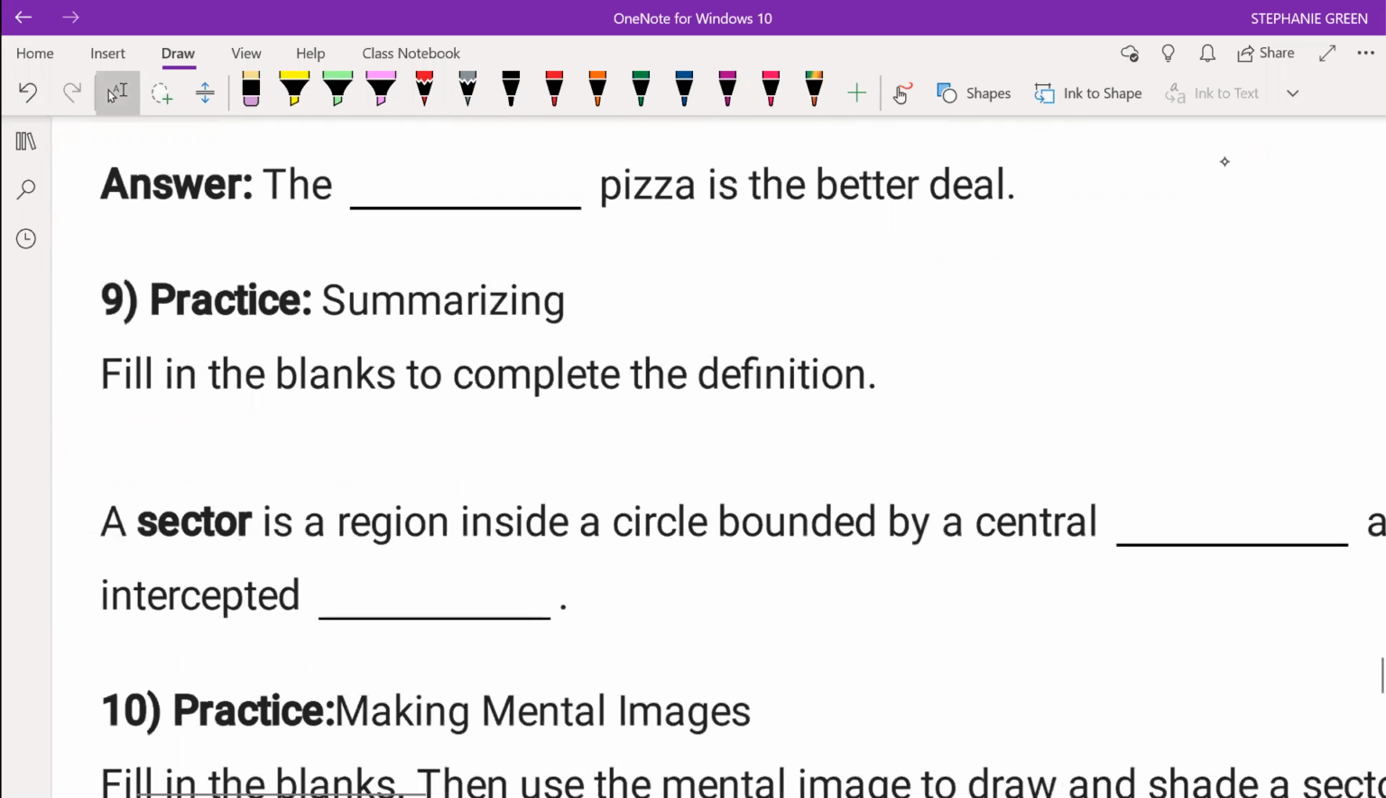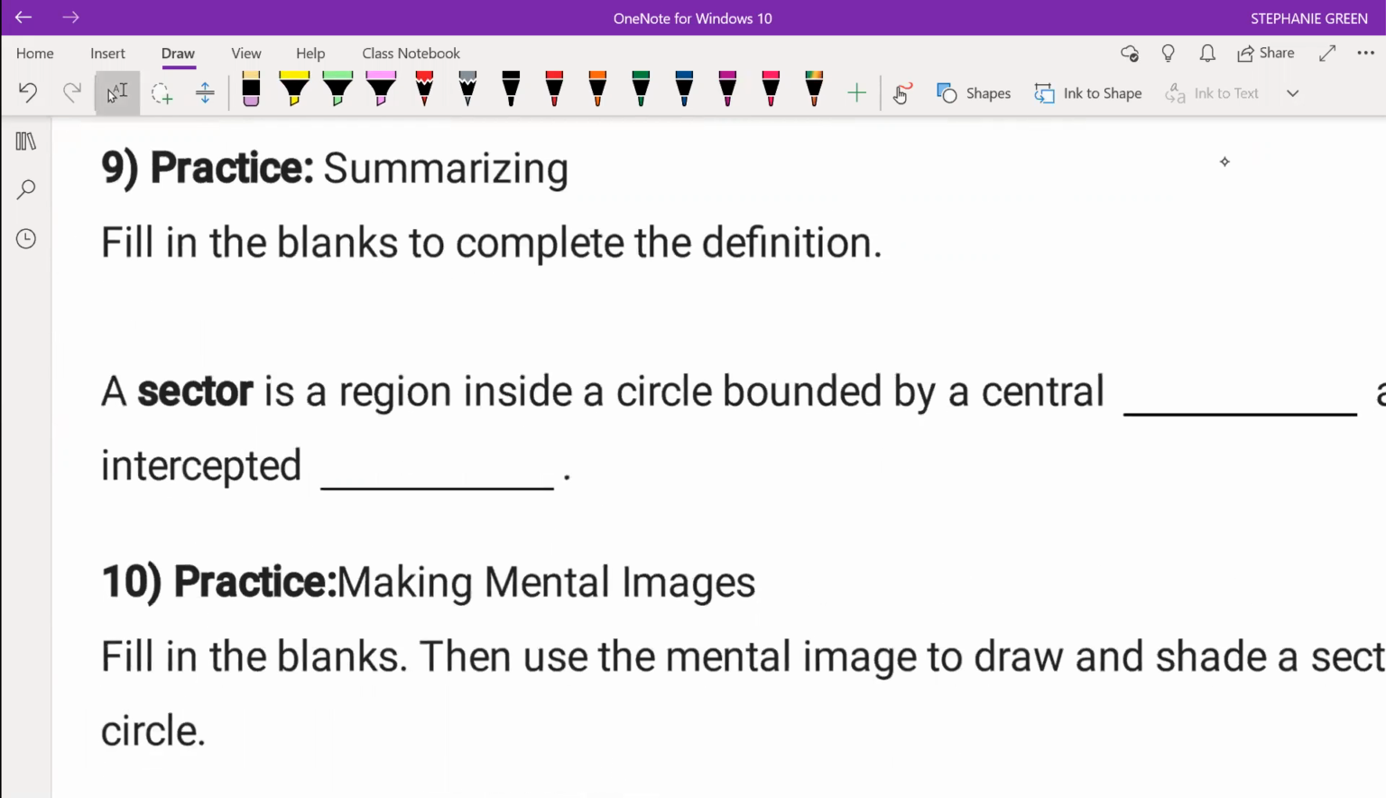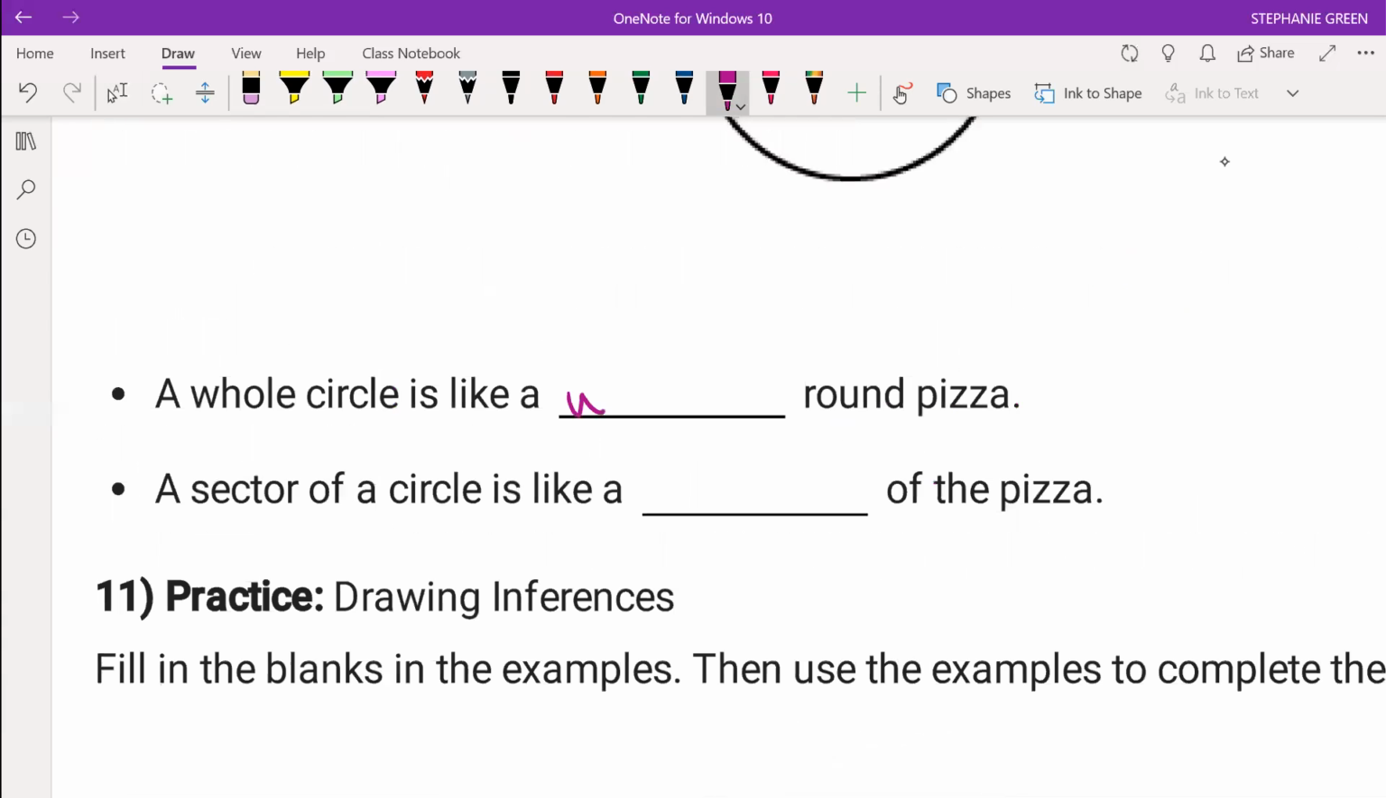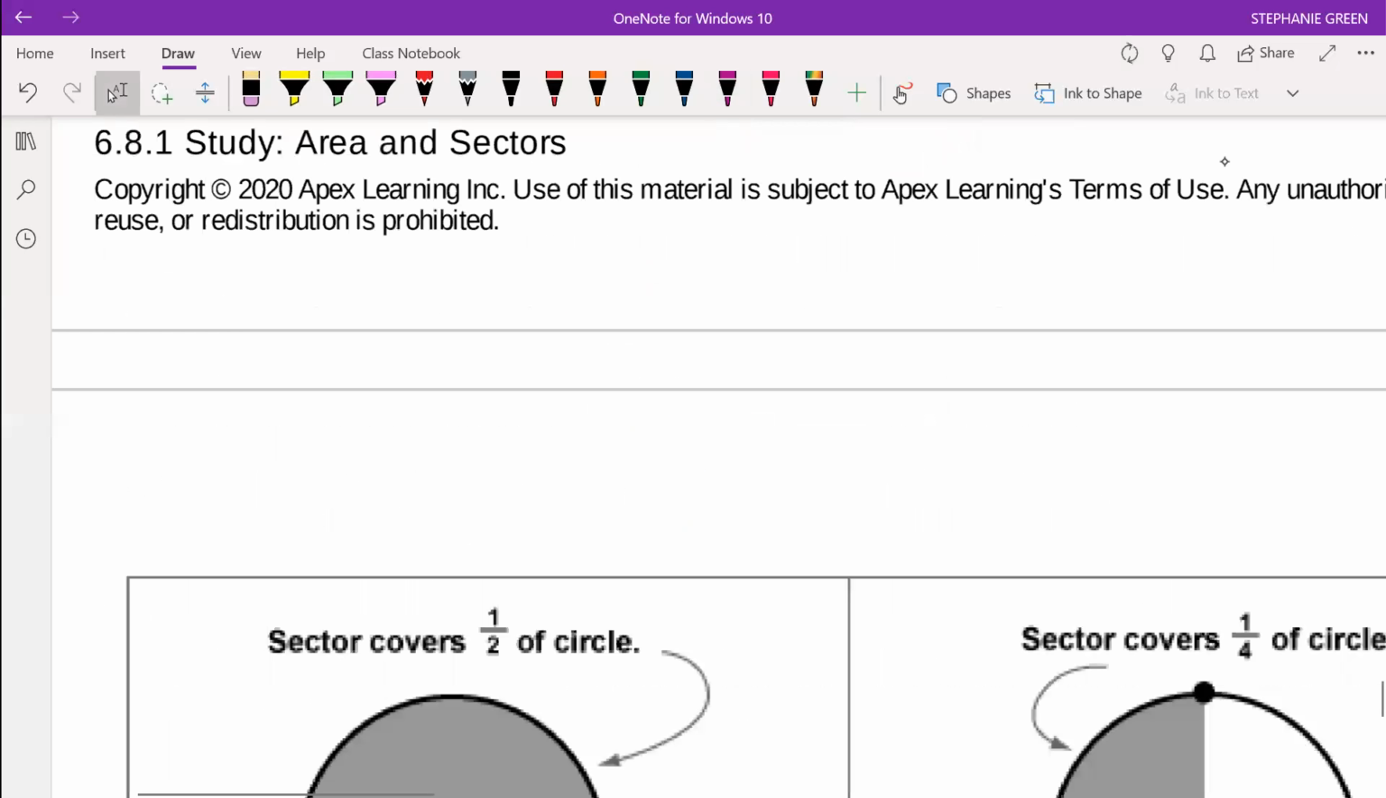So the first thing I want to go over right here at part 9 is the term sector. A sector is a region inside a circle that's bounded by the central angle and the intercepted arc. So in other words, if I have this circle here, then a sector is going to be like a slice of this circle. Like a slice of pizza or a piece of pie. So a whole circle is like a whole round pizza, where a sector of a circle is like a slice of pizza. So if I'm looking for the area of a sector, I'm looking for the area in one slice of that circle.